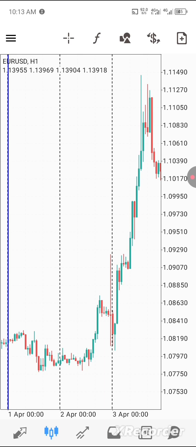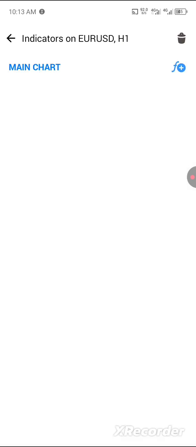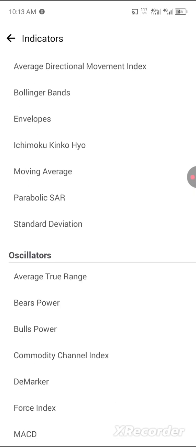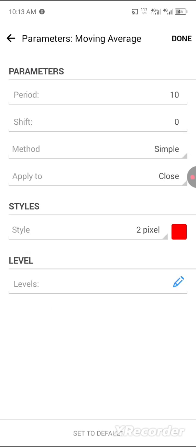So click on this F icon. Now click on the plus sign. Now search for moving average and click on it. Now let's set the indicator. Let's edit it our own way.